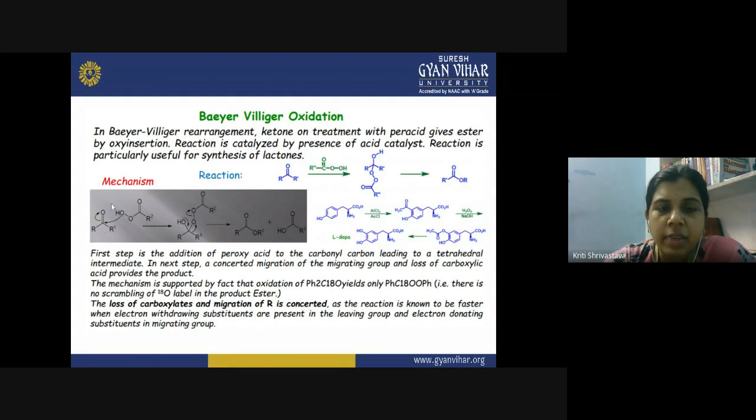So there is no scrambling of the oxygen label in the product, right? This oxygen is not migrating anywhere. So if you are taking the carbon-18 here, the carbonyl group will remain intact in the product also. The loss of the carboxylate and migration of R is concerted.